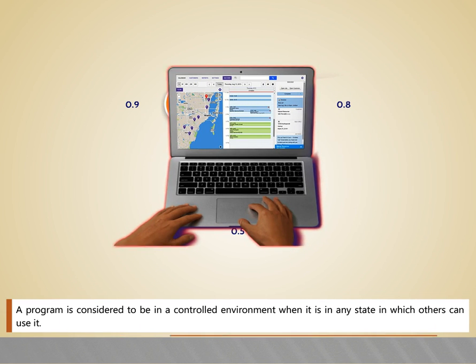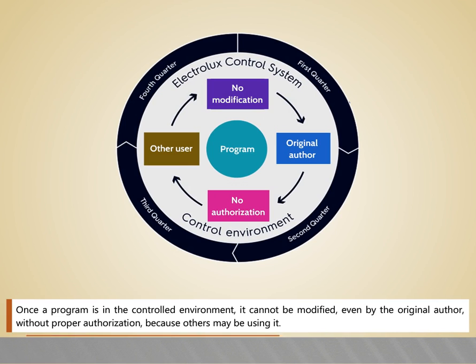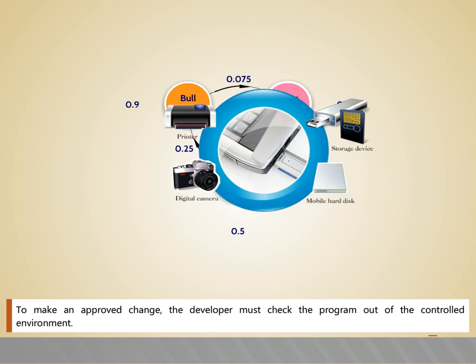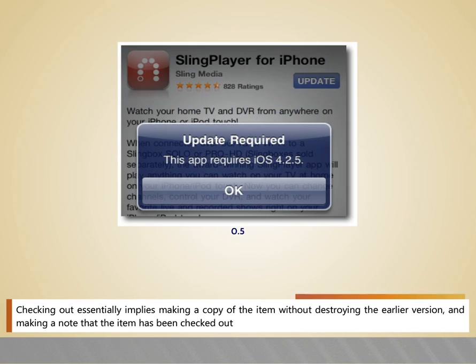A program is considered to be in a controlled environment when it is in any state in which others can use it. Once a program is in the controlled environment, it cannot be modified even by the original author without proper authorization because others may be using it. To make an approved change, the developer must check the program out of the control environment. Checking out essentially implies making a copy of the item without destroying the earlier version and making a note that the item has been checked out.